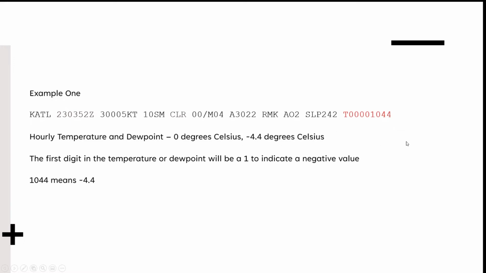And our next 4 digits for our dew point, 1044. The 1 means it's a negative temperature, and it's 4.4 degrees Celsius, negative 4.4 degrees Celsius. Now this goes down to the tenths. So whenever you're reading this temperature, the last digit is always going to have a decimal point preceding it.